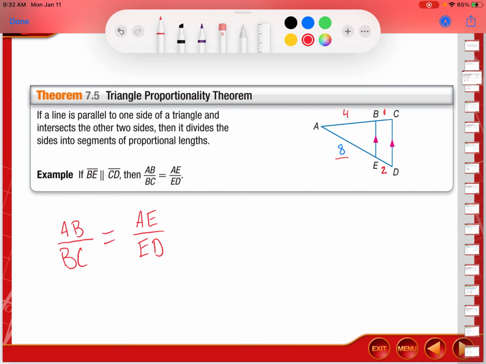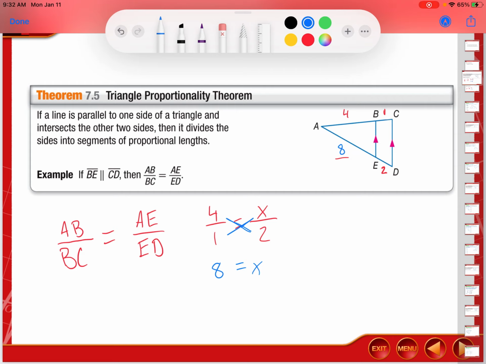And so then if we substituted in our values, we would have 4 over 1 equals x, I'm just going to say unknown, over 2. And so how we would go about solving this, there's a number of ways to solve proportions. The way I like to do it is I like to cross multiply. So what I do is I multiply 4 times 2, which would be 8, and 1 times x, which would be x, so I would know x equals 8.